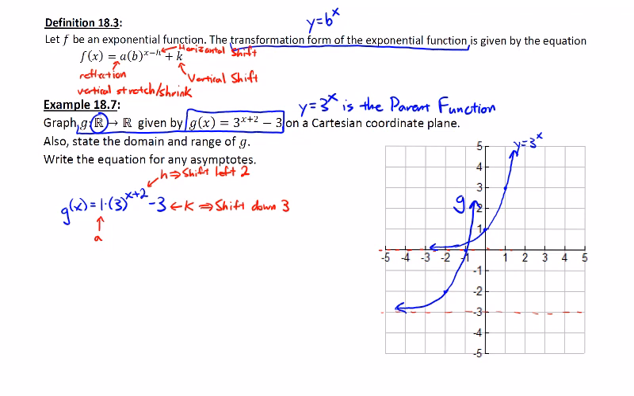The only other items to do, state the domain. So when we apply the shifting, it doesn't have any effect on the domain. The domain is still going to be all real numbers. But it does have a little bit of an effect on the range, because it moves the horizontal asymptote with that shift down. So the range of g is now going to be from -3 to infinity. And it also changes where we have our asymptote. The horizontal asymptote now has the equation y equals -3.